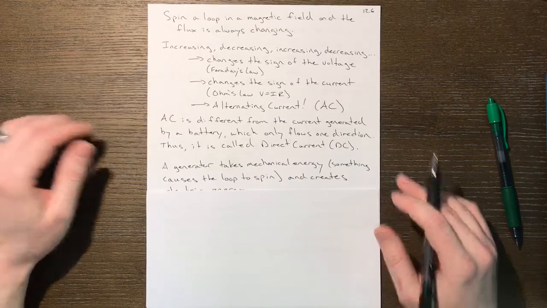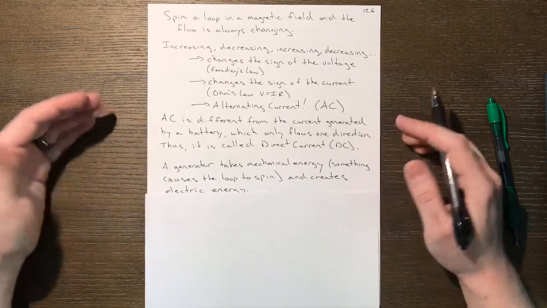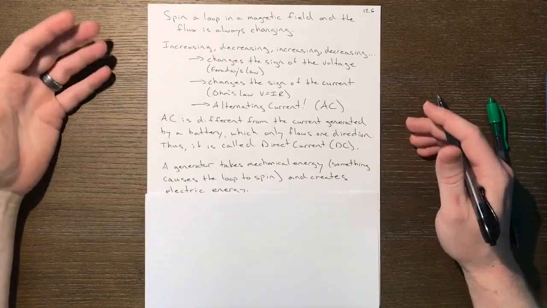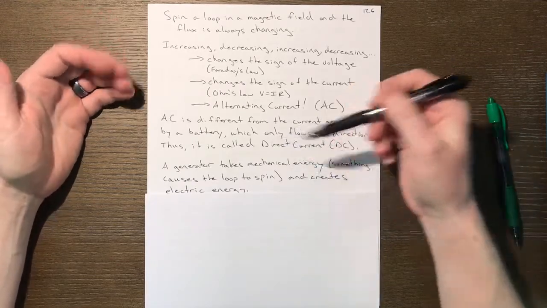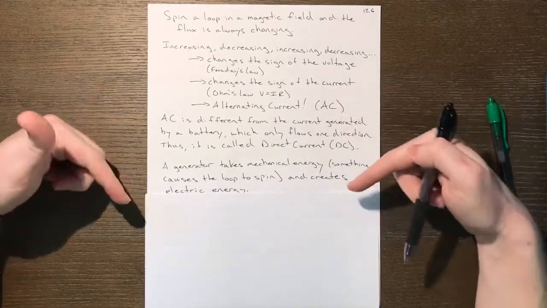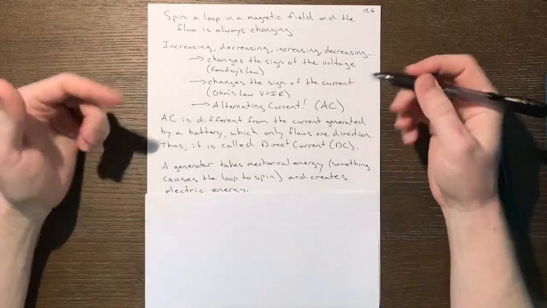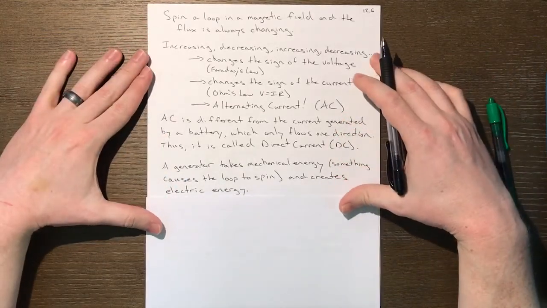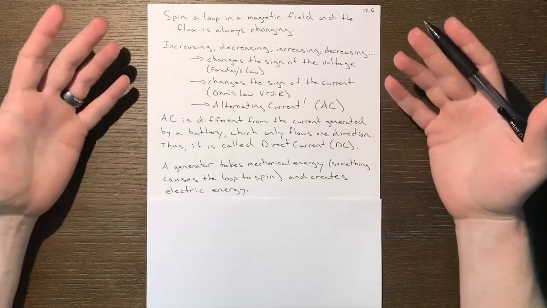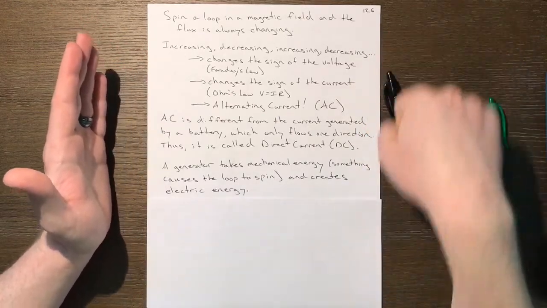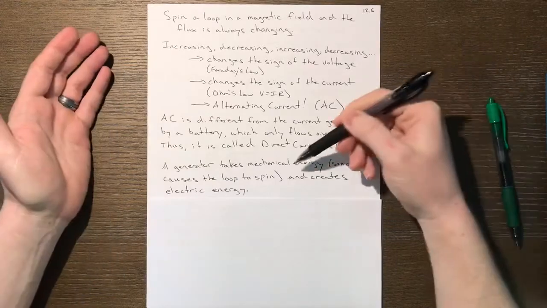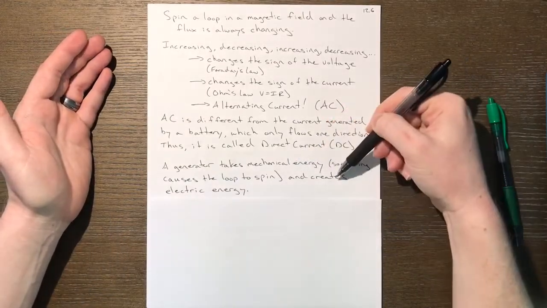So let's now talk about generators. That's really what we're talking about. What we've discussed here is the setup of a generator. A generator takes mechanical energy, something is causing this loop to spin, and it creates electric energy. Now, that could be something just like you. You could take a crank and spin a loop manually, but you're using mechanical energy and creating electric energy.